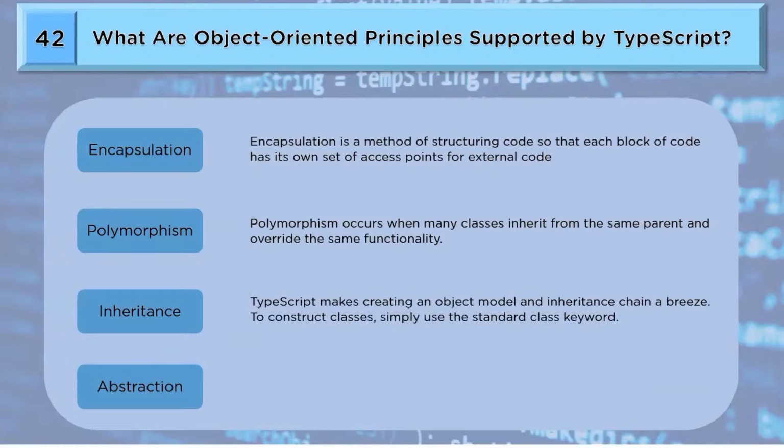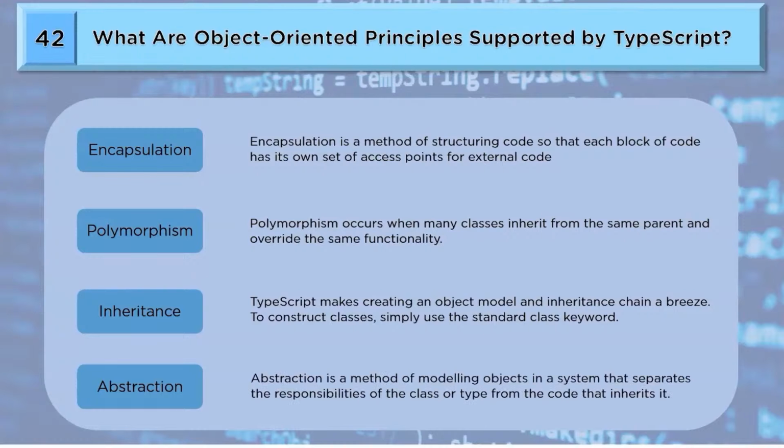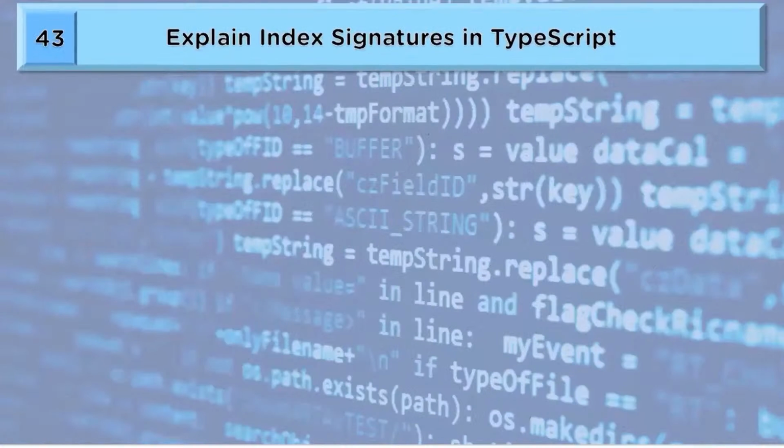Inheritance: TypeScript makes creating an object model and inheritance chain a breeze. To construct classes, simply use the standard class keyword. Abstraction is a method of modeling objects in a system that separates the responsibilities of the classes or types from the code that inherits it. Explain index signatures in TypeScript.